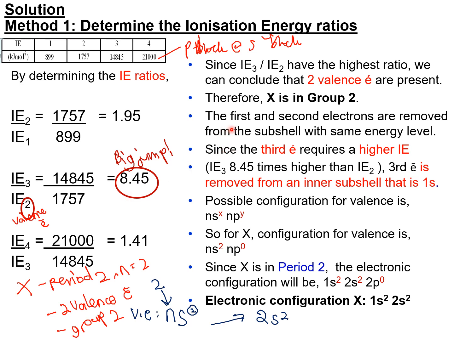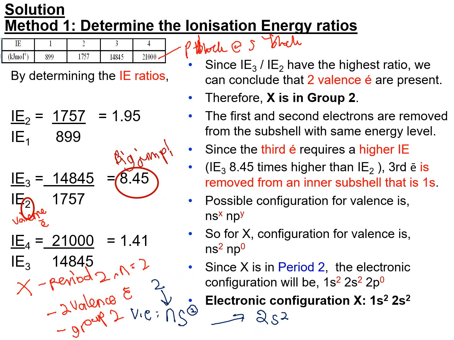The next point pula dia just cakap okay, kenapa ada this big jump? It is because the first and second electrons are removed from the subshell with the same energy level. Okay, and this one mula-mula dia tak ada big jump. Sebab apa? The first and second electron ni remove from the same shell, same subshell. That's why lah energy level dia lebih kurang sama. Tetapi since the third electron memerlukan higher ionization energy, sebab if you tengok the third electron memerlukan 8.45 more energy daripada IE yang kedua. Therefore, the third electron is removed from an inner subshell that is 1s.